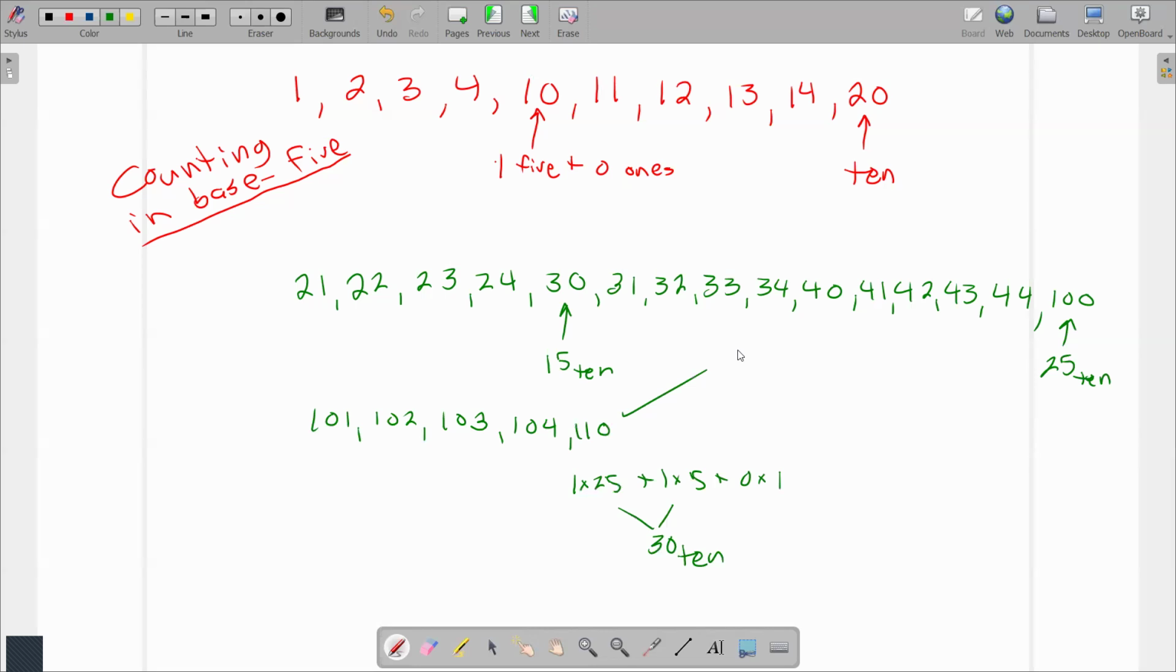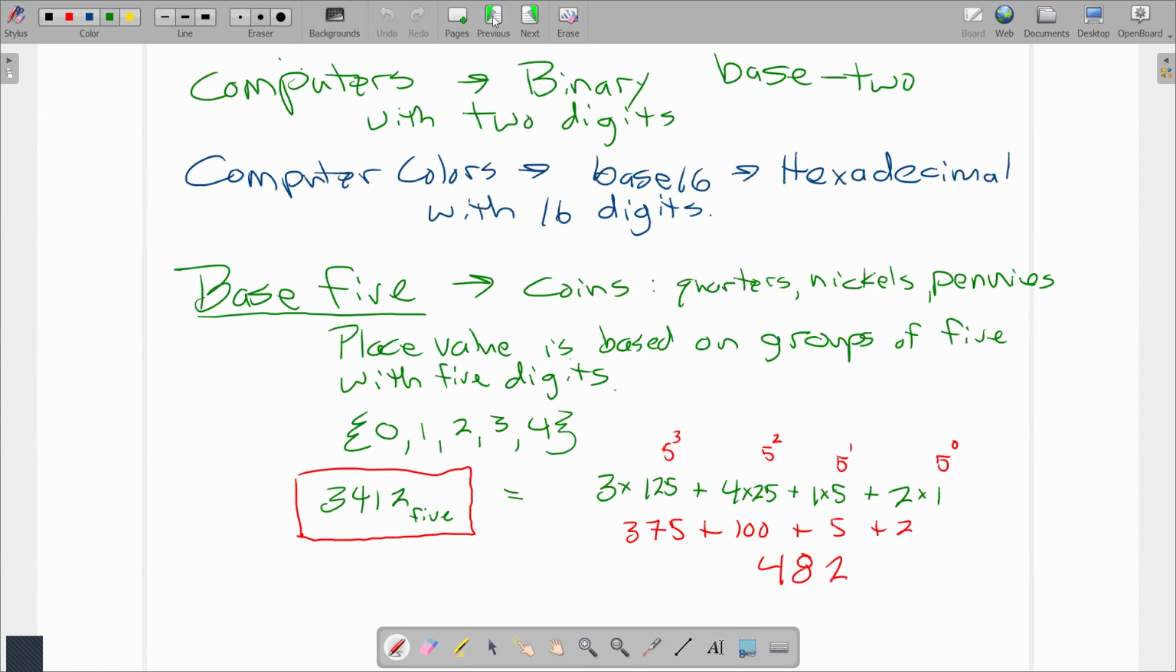After 100, 444, would it be 500? What digits do we have to work with? Is there a 5 digit? I mean, would it be 1000? Which we shouldn't call 1000.